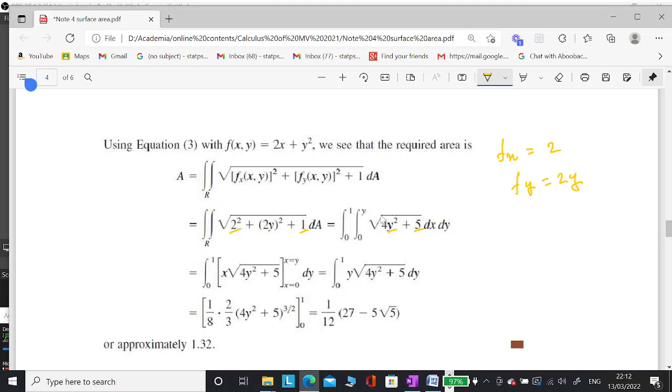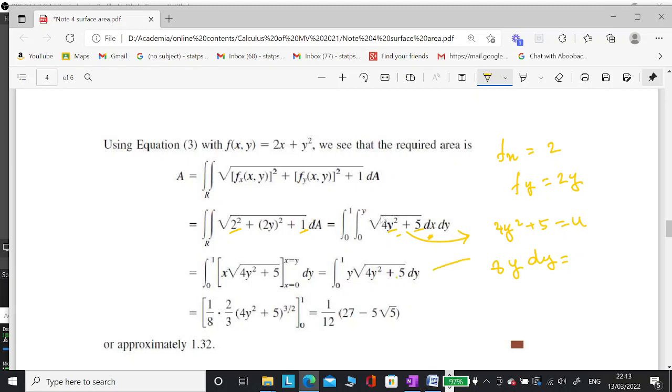You can directly go for the integration. If you want, you can go for substitution also: 4y square plus 5 equal to some u. No need of it here, we are directly integrating with respect to x. So you will get x times the square root of 4y square plus 5, with x from 0 to y. So you will get y times this.